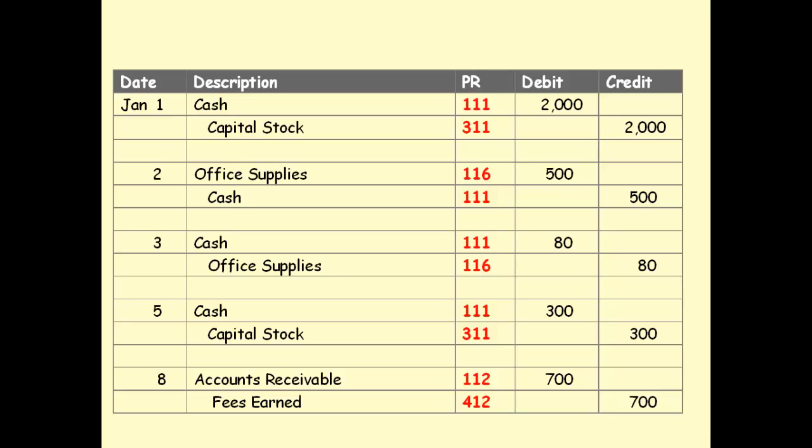Here's what your journal ought to look like. What does that 111 in red tell me? It tells me that, for example, in that first line, I took that $2,000 debit and I posted it to account 111, didn't I? How about the 311 on the second line? That tells me that I took that $2,000 credit and posted it to account 311.